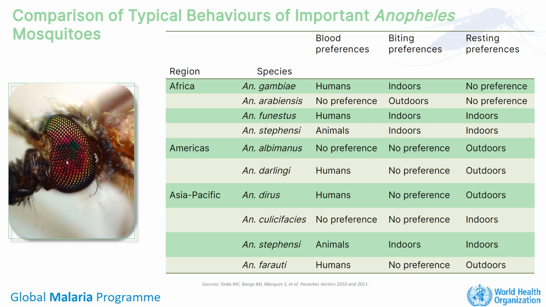Anopheles gambiae is a very important vector in Africa because it has a very high preference for humans and bites indoors. In Asia, however, Anopheles dirus can be very important in areas where people spend a lot of time outdoors, for example logging or foraging. In the Americas, Anopheles albimanus is also an outdoor biting mosquito that may feed more on animals if they are more available. Anopheles stephensi is an urban vector from Asia that has now invaded the Horn of Africa. This species appears to prefer animal blood but does bite humans and prefers to bite and rest indoors. Take a look at this table and try to identify mosquitoes in your region.